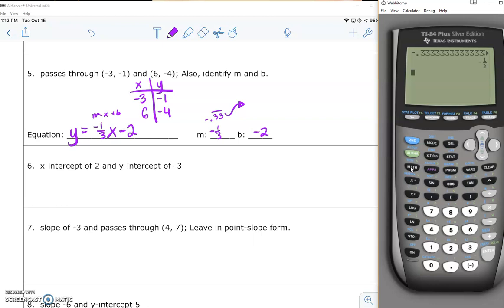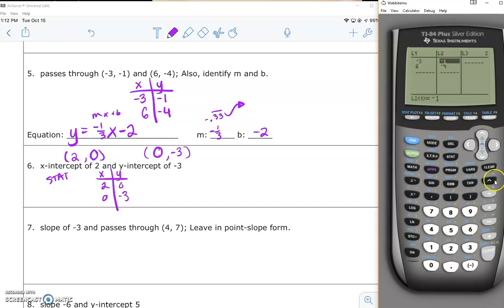Number 6 gives us that the line has an x-intercept of 2 and a y-intercept of negative 3. So here we are given two ordered pairs. For an x-intercept, we know x is 2, and we have to remember that for an x-intercept, y is always 0. For a y-intercept of negative 3, that tells us that y is negative 3, and we have to remember, for a y-intercept, x is 0. So again, we have two ordered pairs that we can put in a table and use Stat. So I have 2, 0 and 0, -3. Going back to Stat, Edit, and I'm typing in my new points.